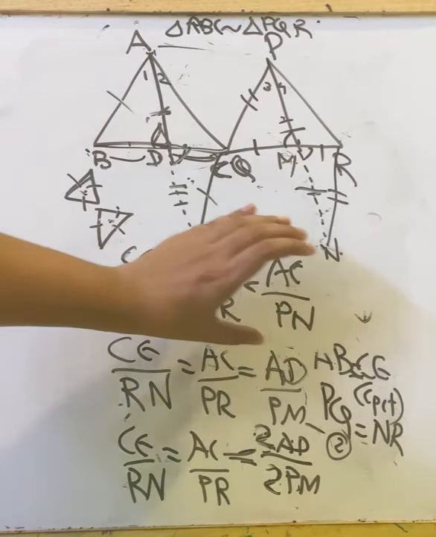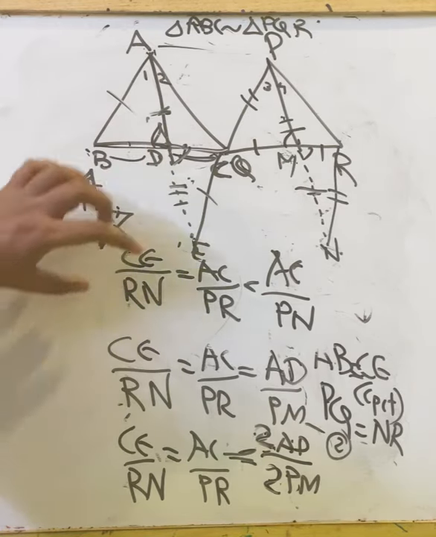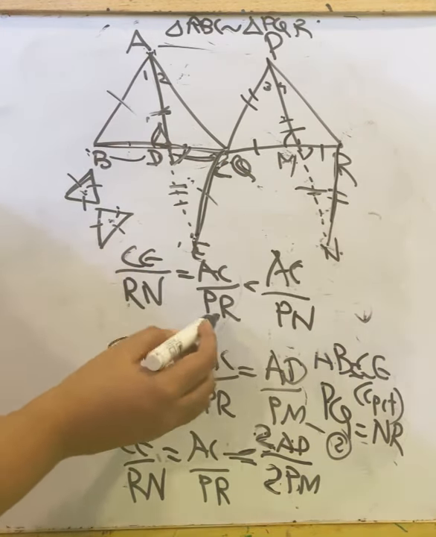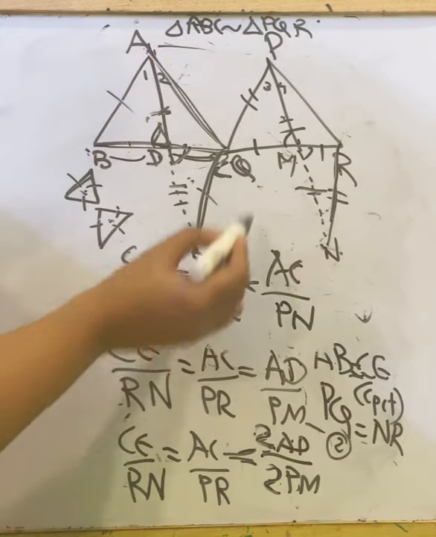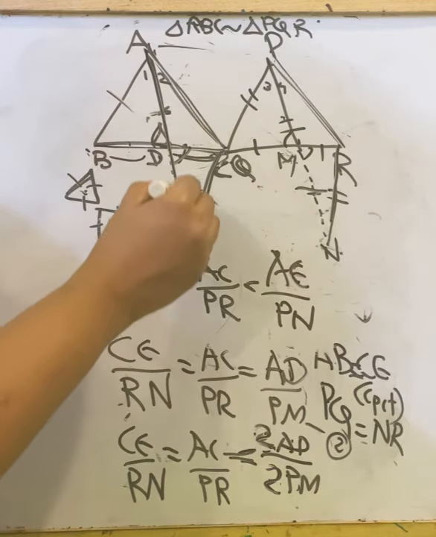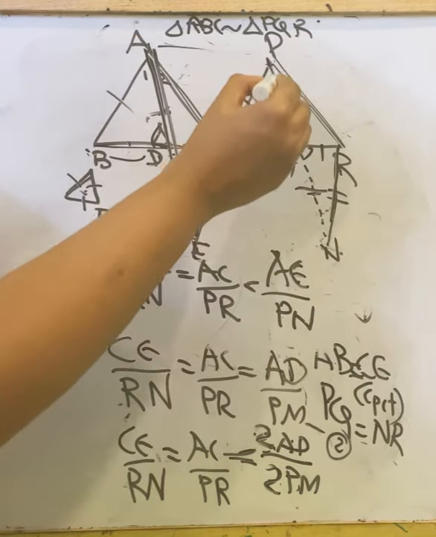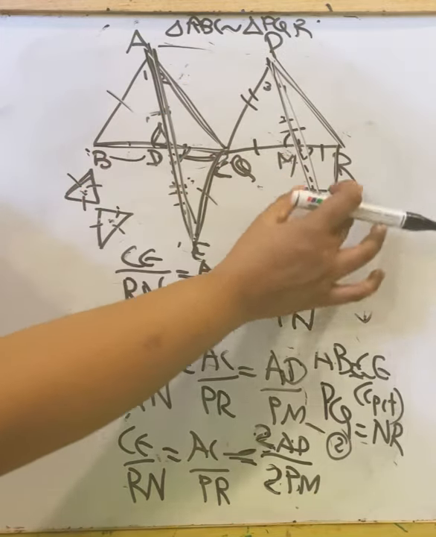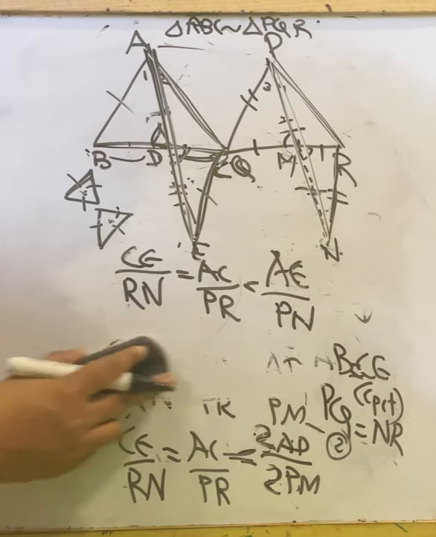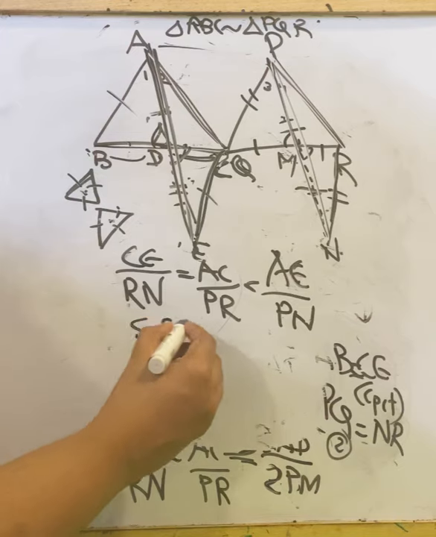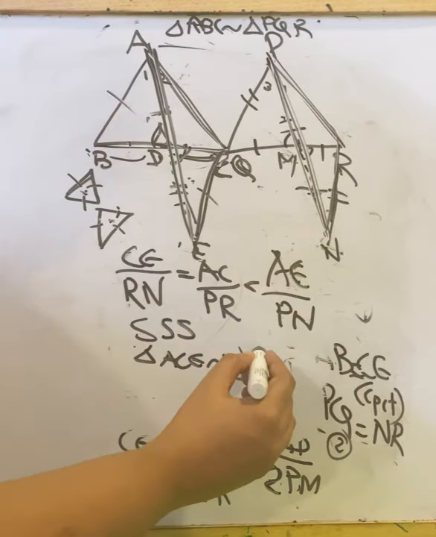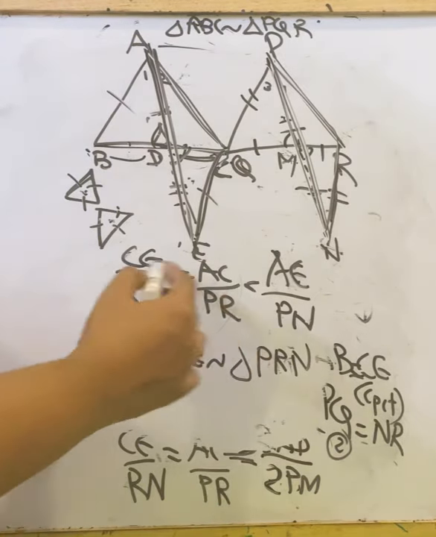Now we got this sides proportionality. Checking with the figure, we can see CE by RN. CE is this. CE by RN equal to AC by PR equal to whole AE by PN, the total length. That is, this part of triangles are similar according to SSS similarity criterion. We got the sides proportionality. So SSS similarity says triangle ACE is similar to triangle, this part, that is PRN, because we got sides proportionality.